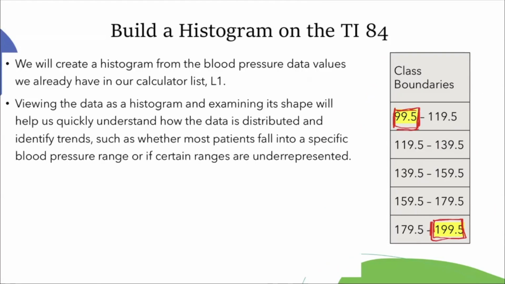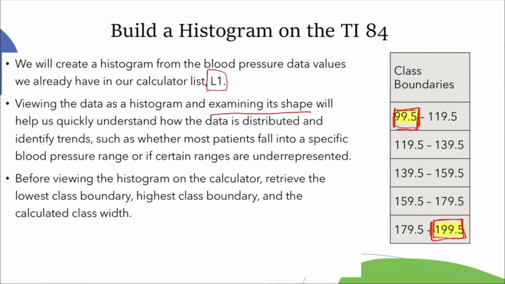So our data is already in L1, so that's the first step. You have to have your data listed in the calculator. And when we view it as a histogram, we could examine its shape, and we can quickly understand how the data is distributed and identify trends, whether most patients fall into a specific blood pressure range or if certain ranges are underrepresented. So viewing it as a graph is a very quick and visual way to make determinations.